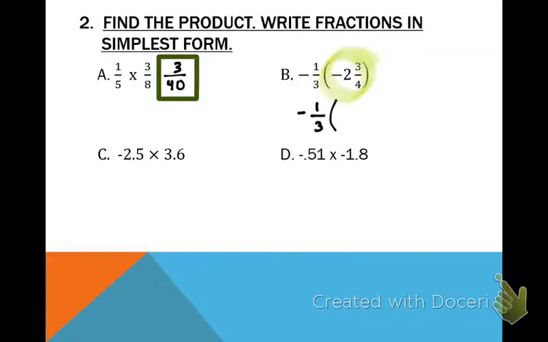11/4. Okay, not just 11/4. Since there was a negative there, I've got to drop that negative down, and the answer is negative 11/4. Now, on your own, I want you to go ahead, multiply across the numerators, and then multiply across the denominators.